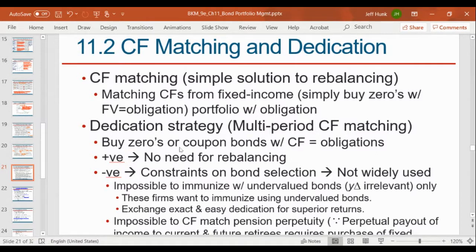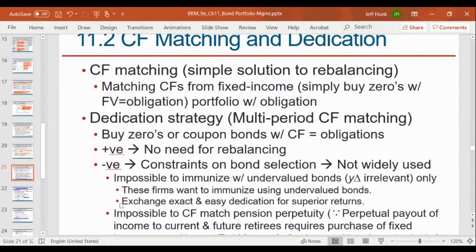And dedication strategy is a multi-period cash flow matching, right? So basically, you buy zeros or coupon bonds with cash flow equal to obligations. If it is positive, no need for rebalancing. If it is significantly positive, right? If it is negative, and then constraints, what I'm saying is, positive side. This means positive side, right? Positive aspect.